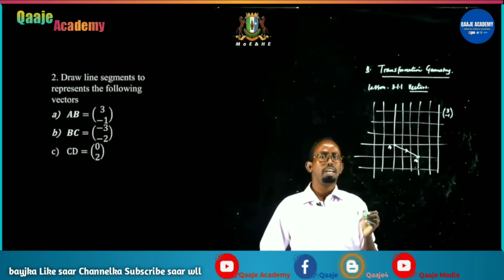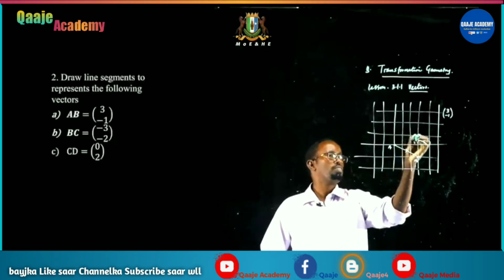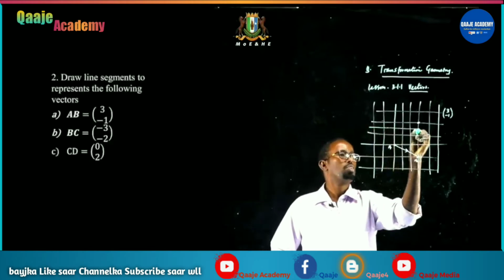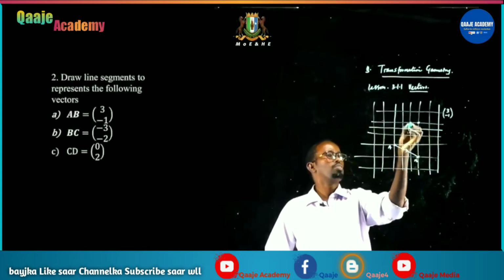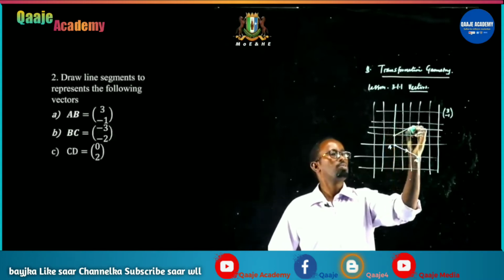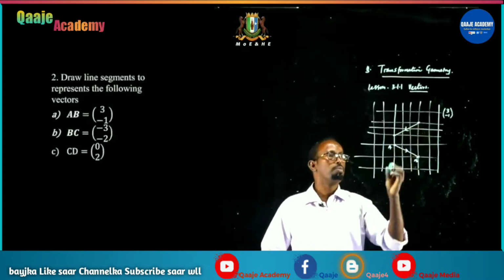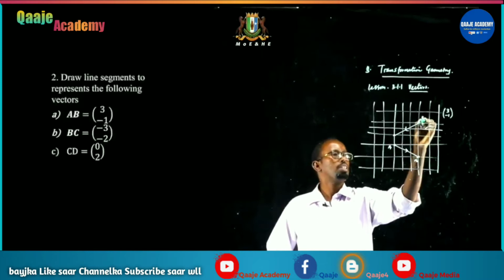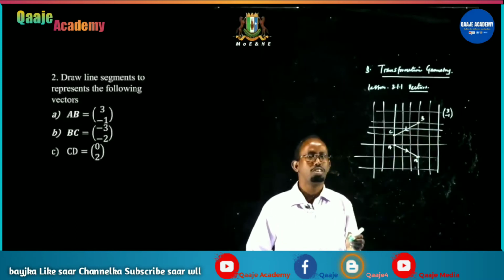BC is (-3, -2). I just pick a point again. 3 to the left, 1, 2, 3, and then 2 steps downward. Then you just join the points. There you have BC. And then lastly, we have (0, 2).